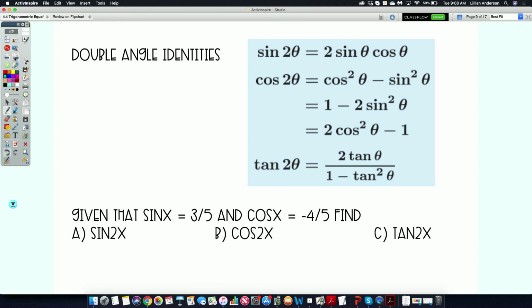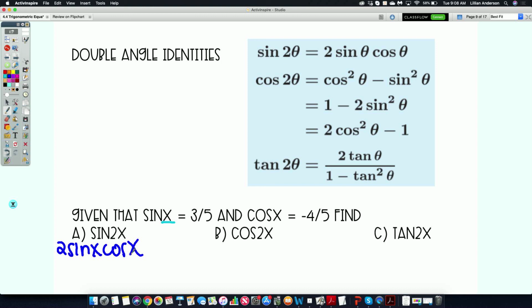So we are asked to find each of the double angles, given that sine is 3/5 and cosine is -4/5. Okay? Now we can easily work this out. Since we're given both sine x and cosine x, to find sine of 2x, the identity says 2 sine theta cosine theta. Well, we're going to replace theta with an x because that is our variable here. So then it's going to be 2 sine x cosine x.